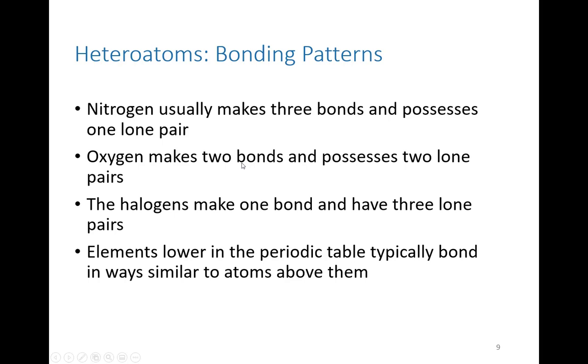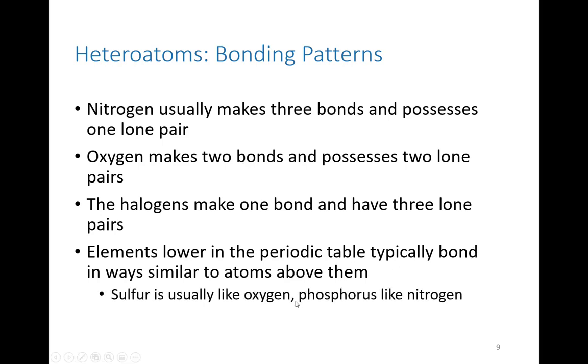As we go down the periodic table, we find that elements tend to mimic patterns of the elements above them. So for example, sulfur is right below oxygen. So it's very often going to follow the same bonding pattern as oxygen does, meaning that it will have 2 bonds and 2 lone pairs.